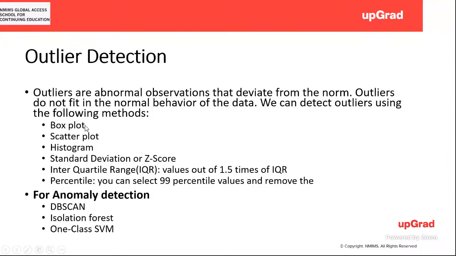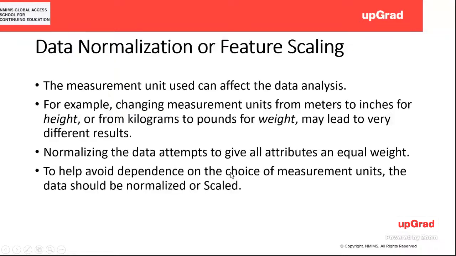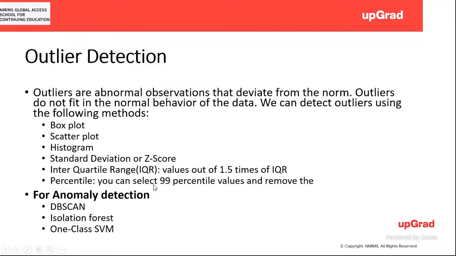We can detect them using the box plot, scatter plot, and we can also create a histogram. We can also use standard deviation to remove those. We can also use the IQR, 1.5 times of IQR, right? We can also use the percentile. You can select the 99th percentile value and remove the remaining ones, right?